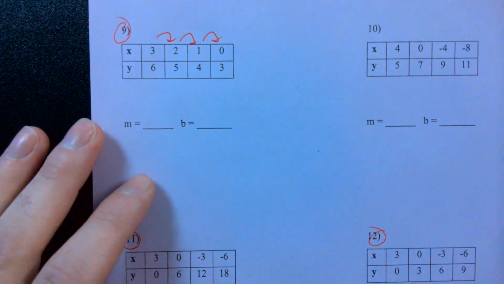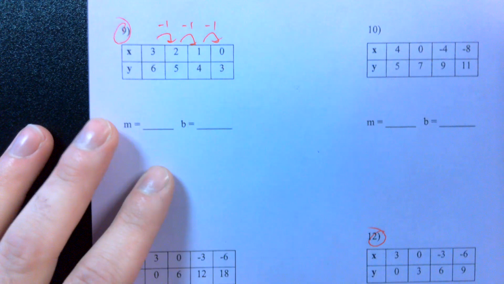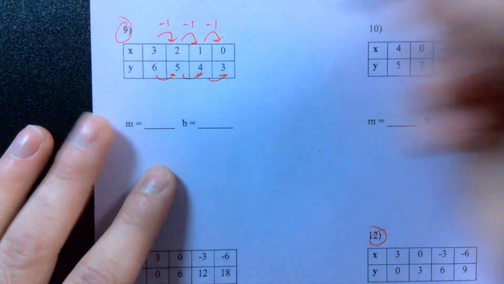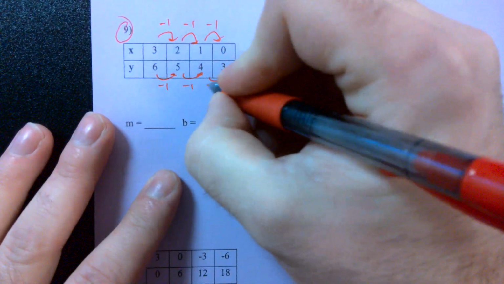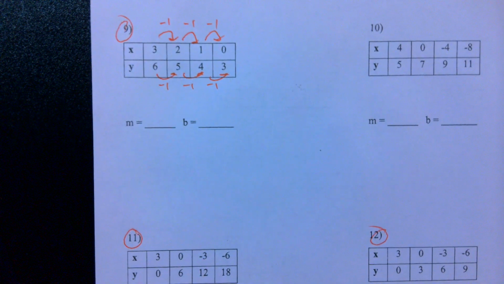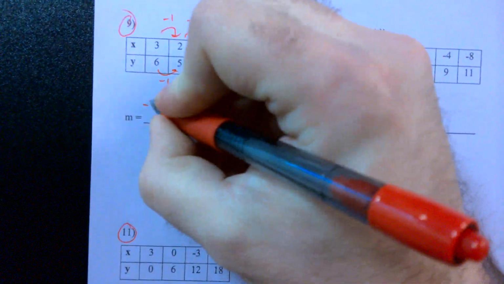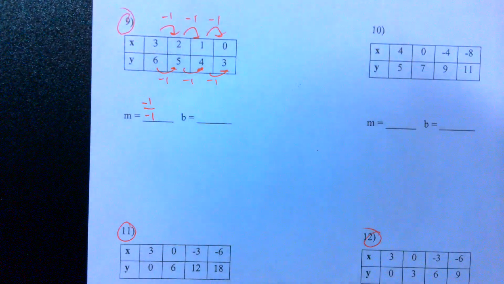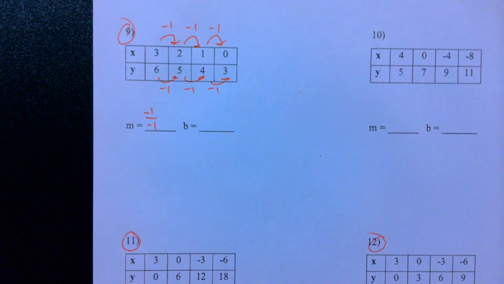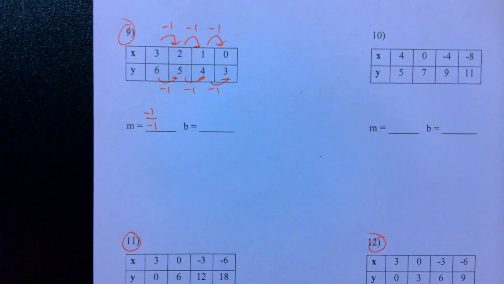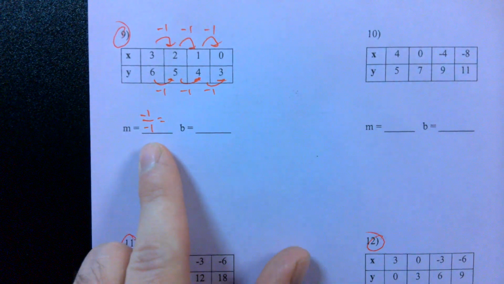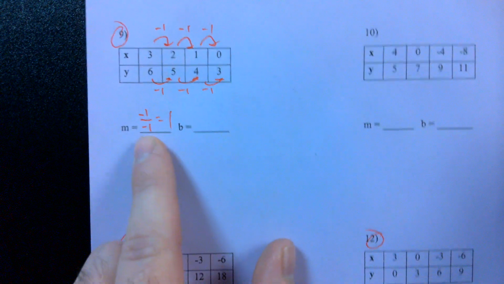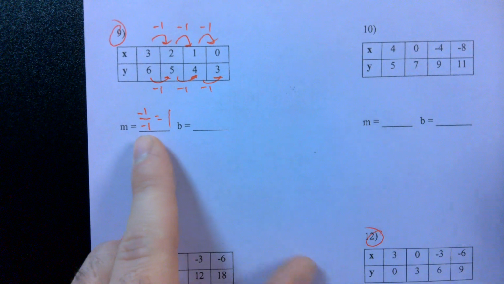Number 9. On the top, it looks like my numbers are getting smaller. What's my change in x? -1. On the bottom, I'm also getting smaller. From 6 to 5 to 4 to 3, what's that? -1 again. This is where we have to be super careful, because my change in y is -1 and my change in x is -1. So naturally our brains go, oh, my slope is -1. But it's not quite -1, because what is -1 divided by -1 equal to? +1. A negative over a negative is a positive, so my negatives cancel out.